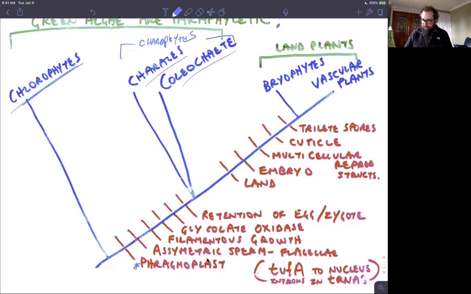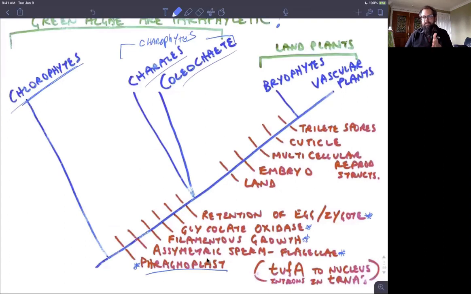And that, of course, includes the phragmoplast. So we have the phragmoplast formed during cell division. But there are a number of other synapomorphies that are shared between these two groups as well, including asymmetric sperm flagellae, filamentous growth, a glycolate oxidase enzyme system, and the retention of the egg and the zygote on the plant. And many of these are actually thought to be pre-adaptations to the movement from an aquatic environment, where green algae are all strictly aquatic, including charophytes, to land.